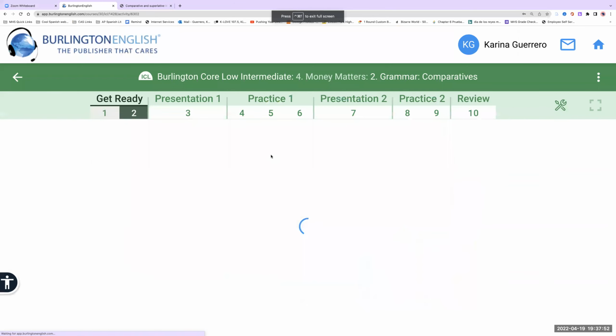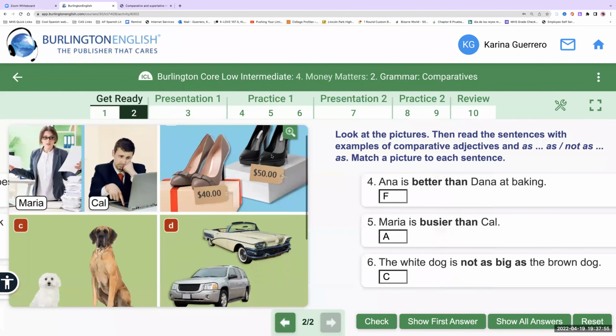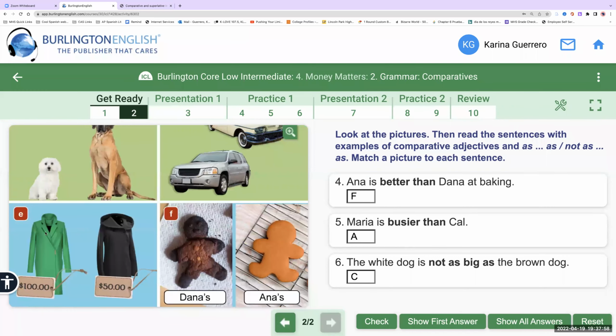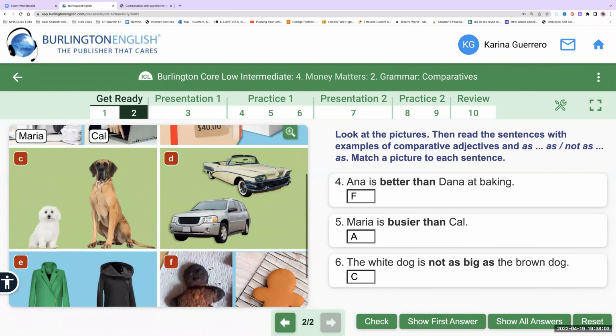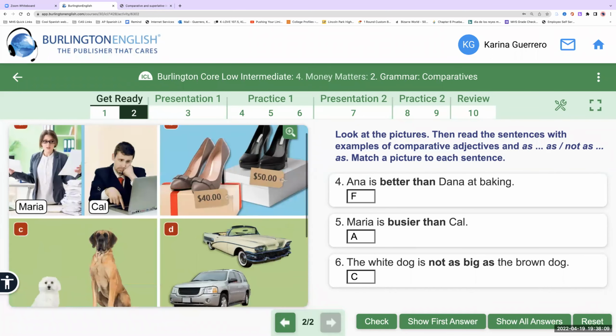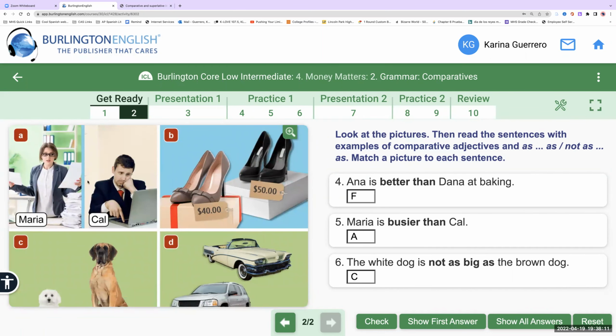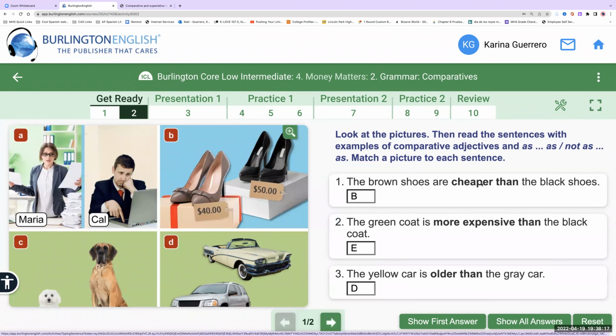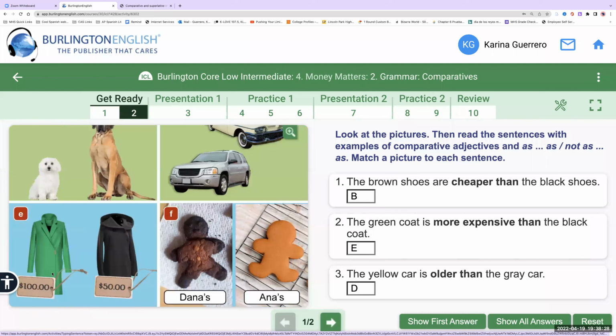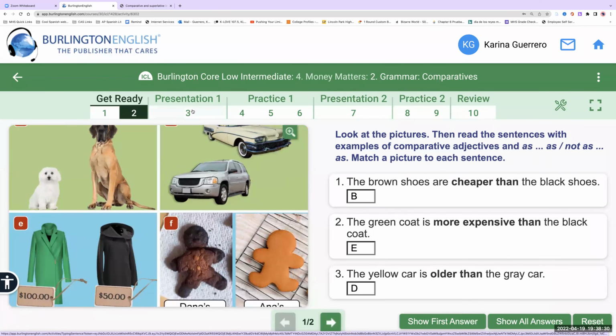On Thursday, we also completed activity number 2. We looked at some of these pictures. We compared, for example, the prices, the quality, the years, the physical appearance, and what is happening in those pictures. For example, we said the brown shoes are cheaper than the black shoes. Then 2, we said the green coat is more expensive than the black coat. And that was letter E.